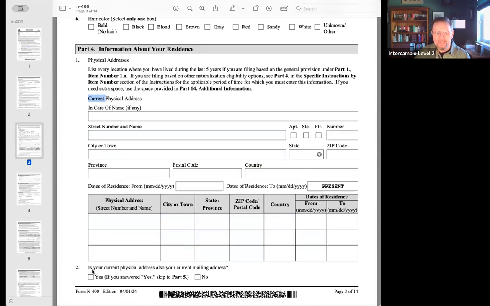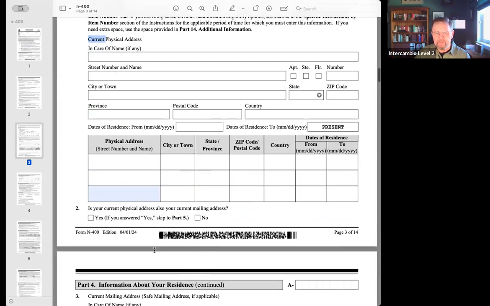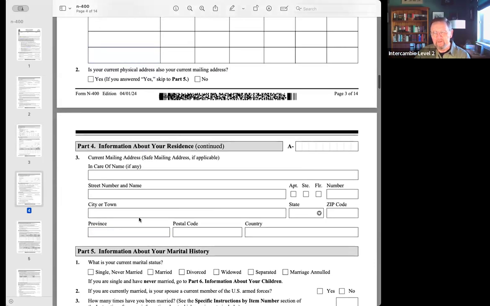Okay. Is your current physical address also your current mailing address? Is this where you're getting your mail? And if it is, and you answer yes, you can skip on to part 5. But if you're getting your mail someplace else, like a post office box or something, here's where you would fill that in. All right.